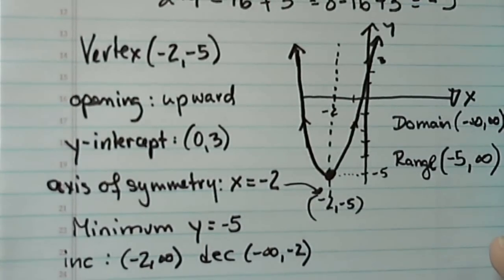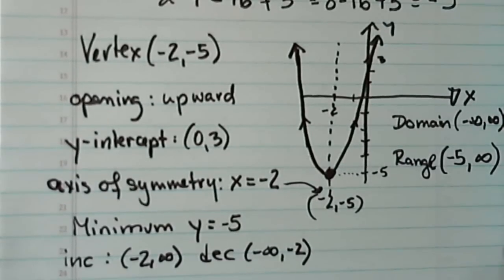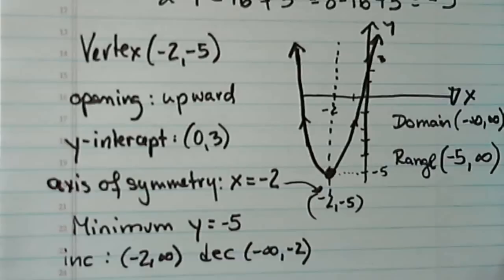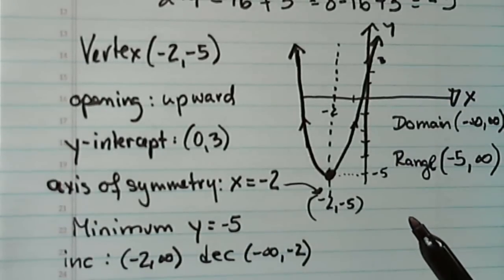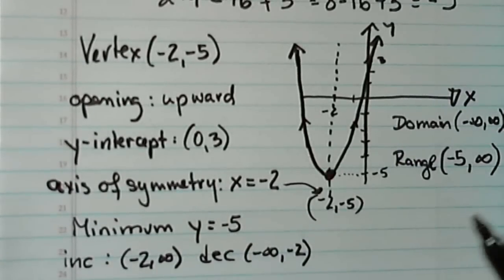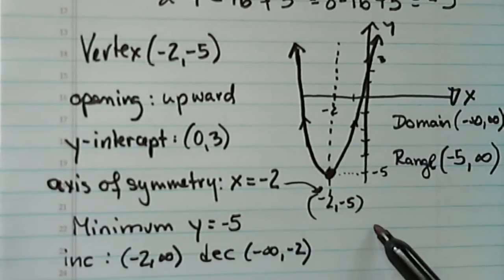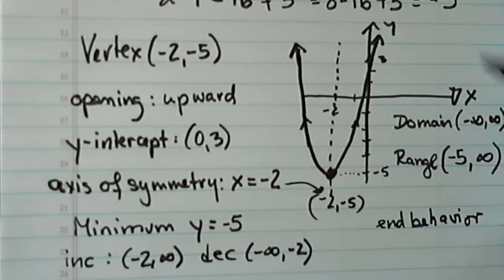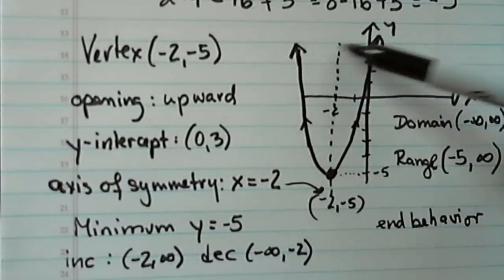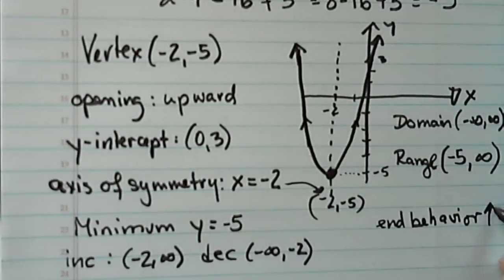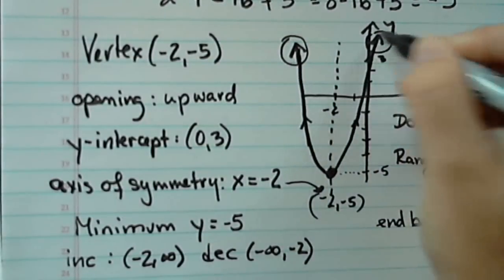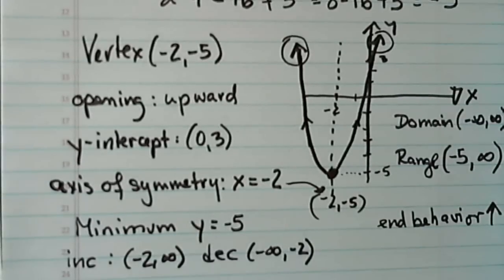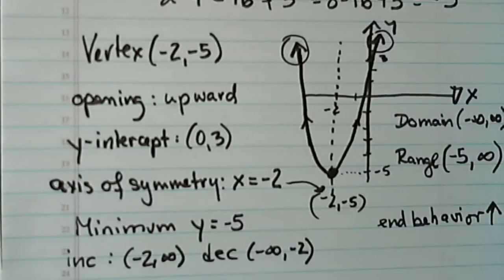What else could I be asking you? That's about it. We've graphed it. We have the opening. We have the y-intercept. Let's look at the end behavior. The end behavior, you see those two arrows that I drew, means it's going up. Okay, here's my end behavior. And that is all I want to ask you.